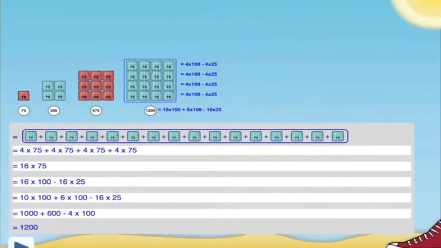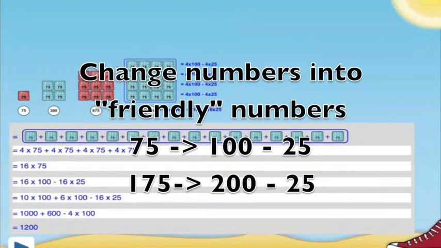Repeat adding numbers that are multiples of 25 can be done more easily by using math strategies. We learn how we change numbers into more friendly numbers that are easier to work with, and then add or subtract to get back to the correct amount.